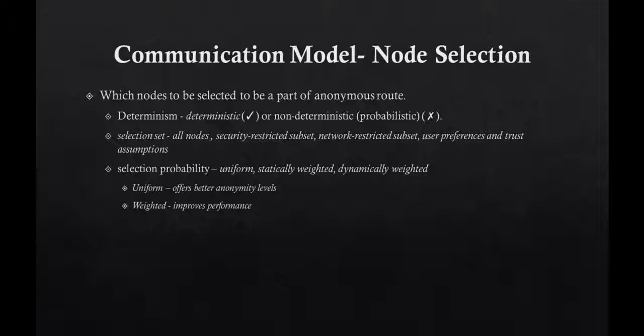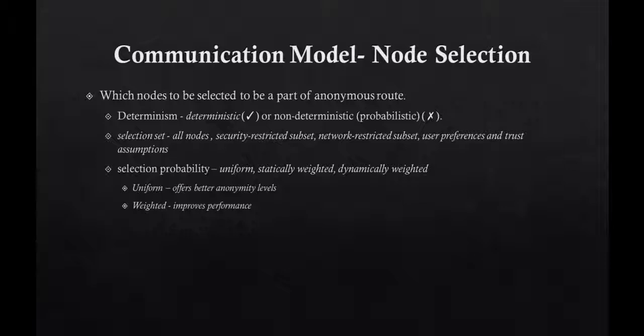Node selection refers to which nodes to be selected to be a part of the anonymous communication. Determinism. Selection can be fixed, that is deterministic, or be computed probabilistically, which is non-deterministic. Selection set says which nodes are eligible and which nodes are not eligible.